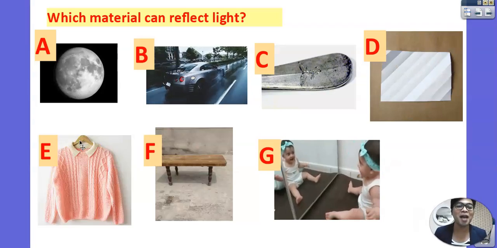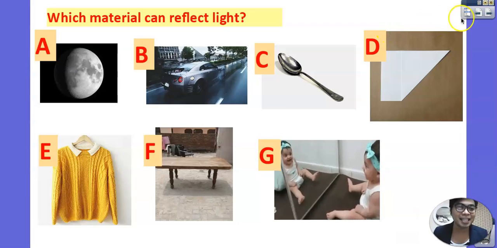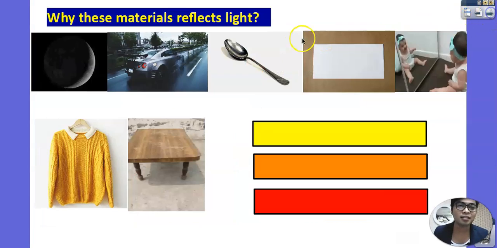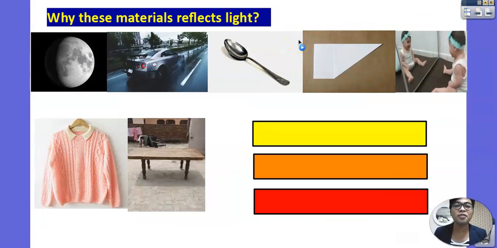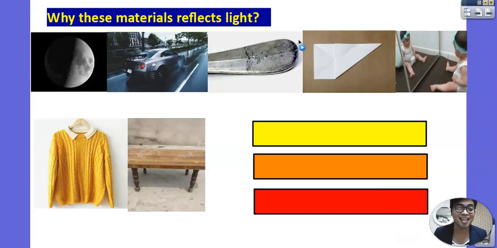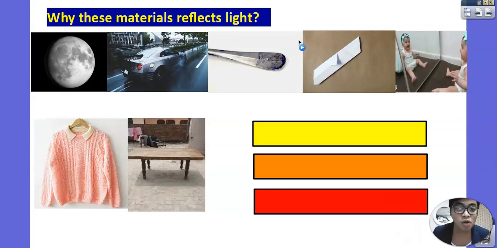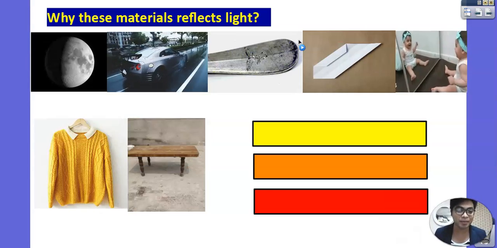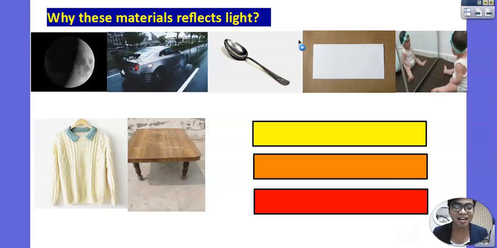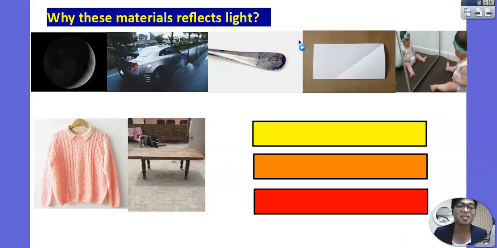Alright, so I think you have the answer in mind. Let's take a look at your answer. So actually, all of these materials reflect light. The moon, the car, even the clothes and the table, and even the paper reflect the light. And obviously, the mirror at the top reflects the light.